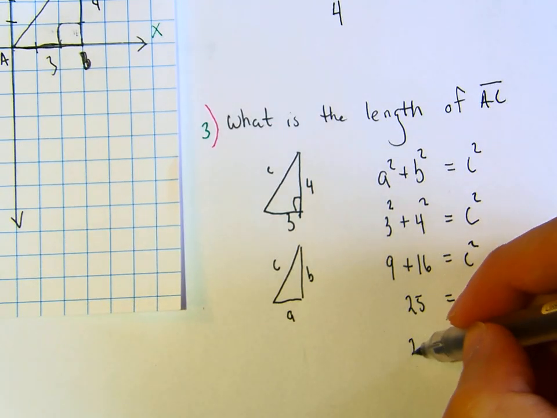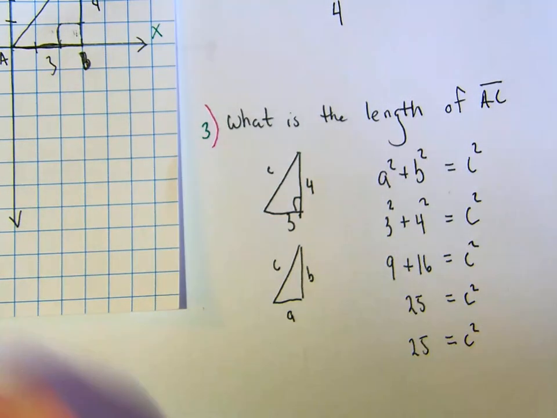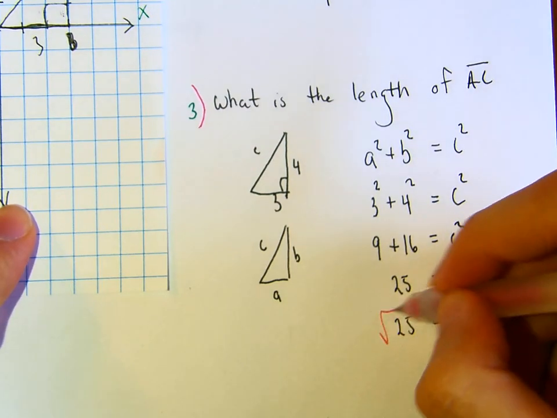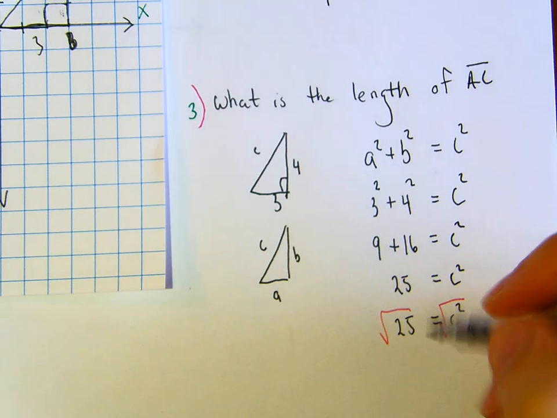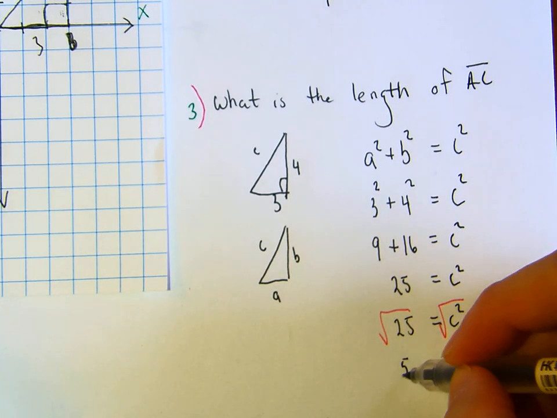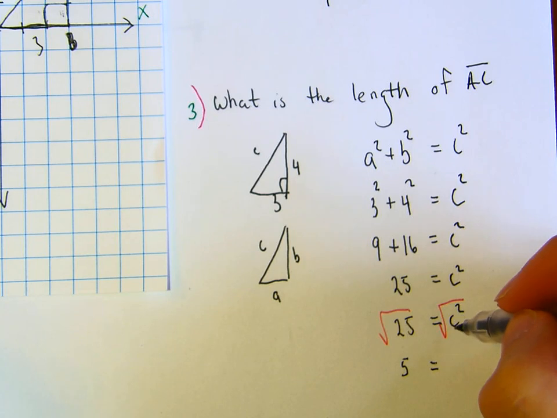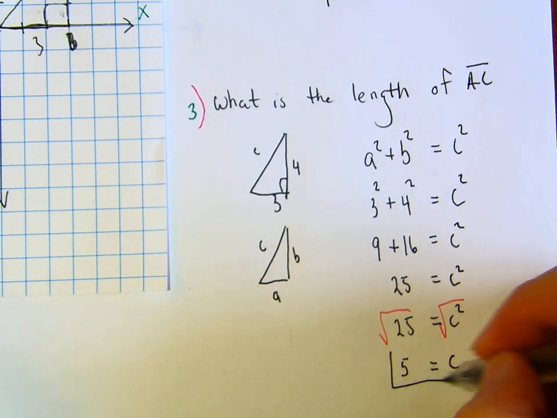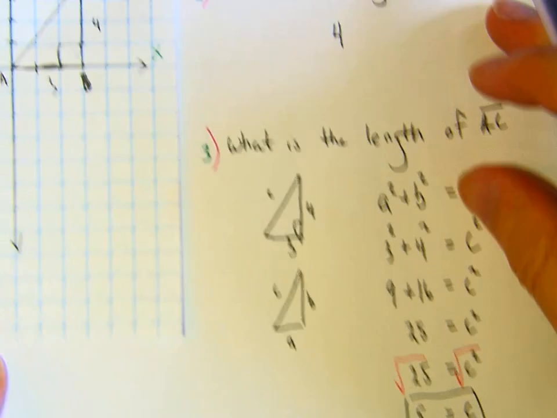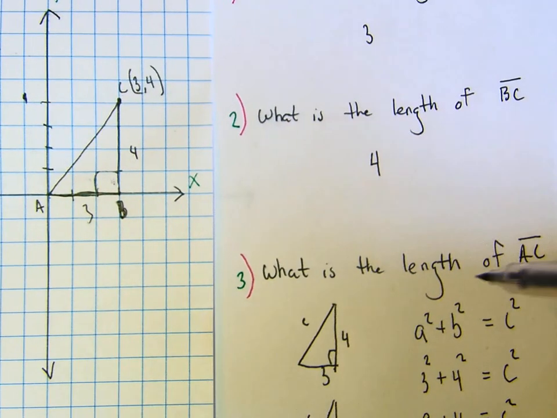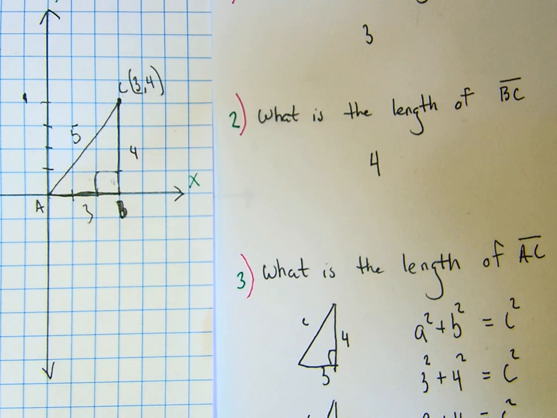And then once you get to this point that 25 equals c squared, how do you continue forward to get c by itself? We're going to take the square root of both sides. And notice, what's the square root of 25? It's 5. And the square root of c squared is just c. And this c represents the hypotenuse of the triangle, or the length of A to C, which is 5 over here. Okie dokie?